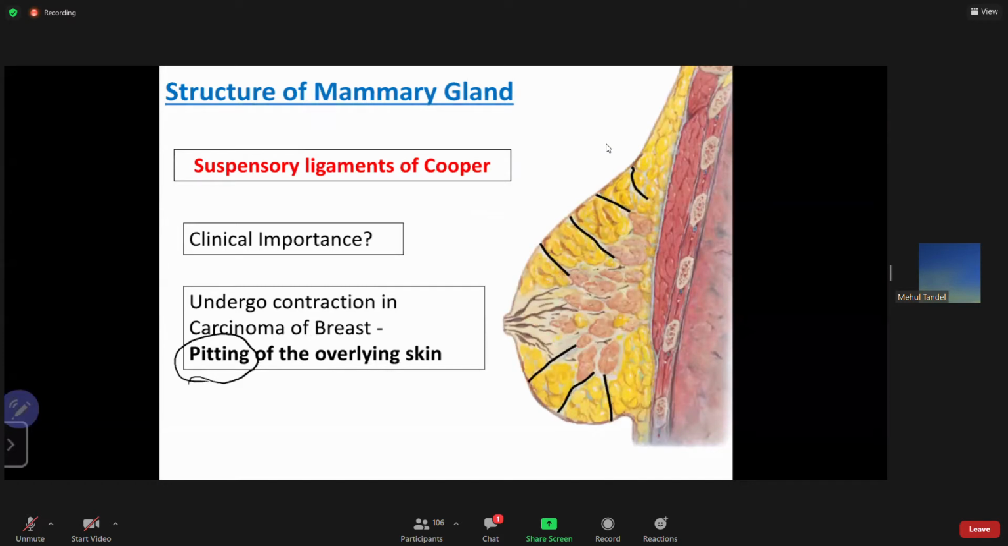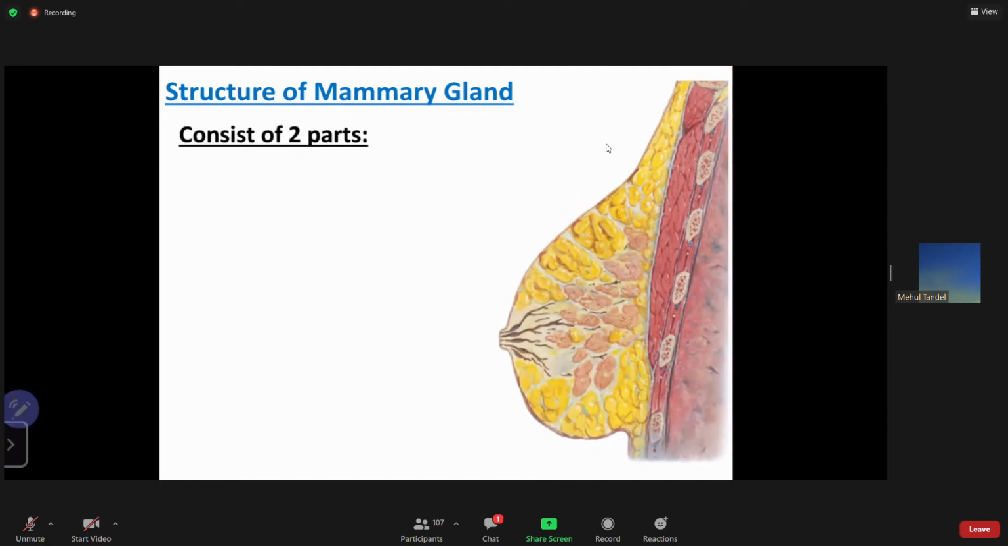Whenever carcinoma occurs, the ligament undergoes contraction. Due to contraction, it pulls the skin inside, like this. The skin where the septa is attached is pulled inside, which ultimately leads to pitting of the overlying skin. So that is the clinical importance of the suspensory ligament of Cooper.